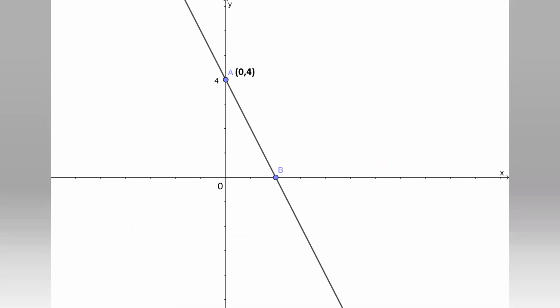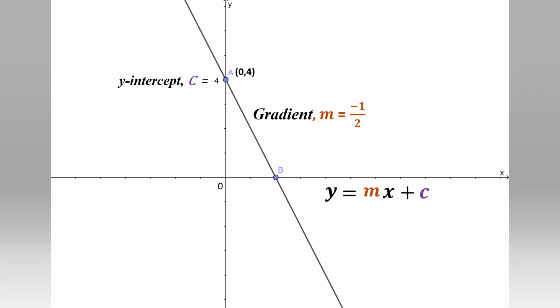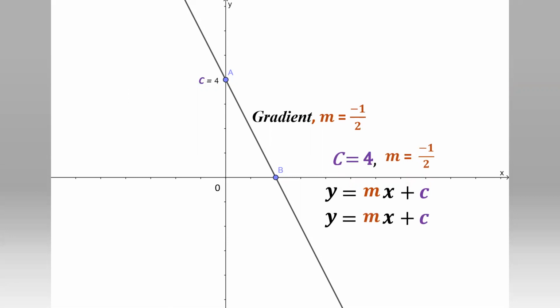In this example, the line is inclined downwards and crosses the y-axis at 4. That is, the y-intercept, or c, is equal to 4. Because the line is inclined downwards, we know that the gradient is negative. Suppose that in this case, the gradient, that is m, is minus half. We know that equation of line is y is equal to mx plus c, and in this case, c is equal to 4 and m is equal to minus half. Replacing m by minus half and c by 4, we have the equation of the line y is equal to minus half x plus 4.